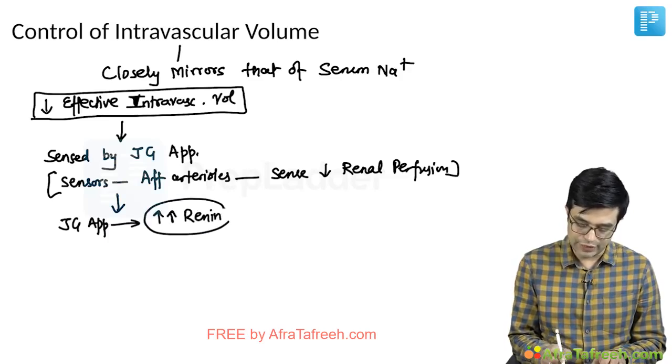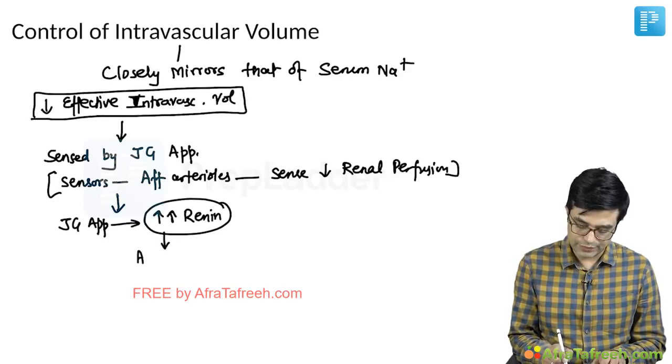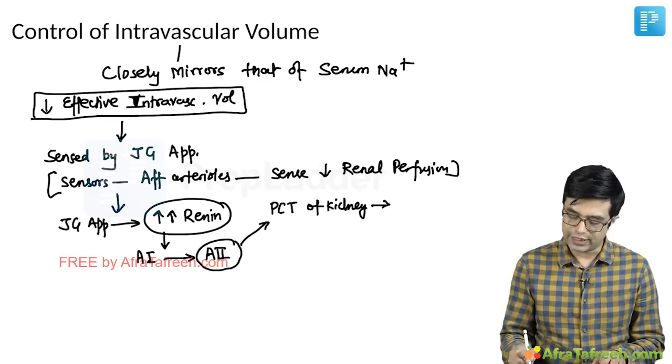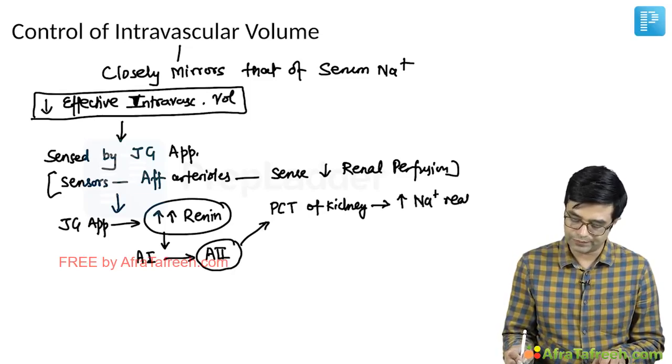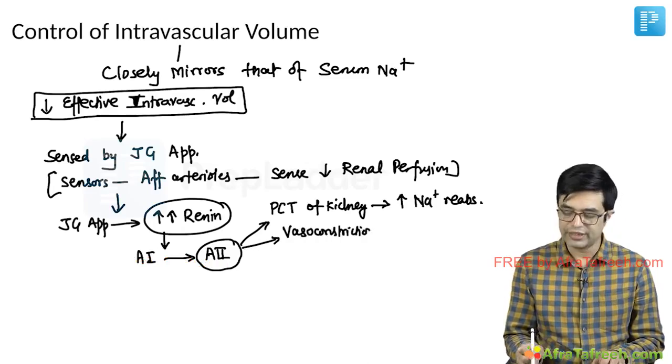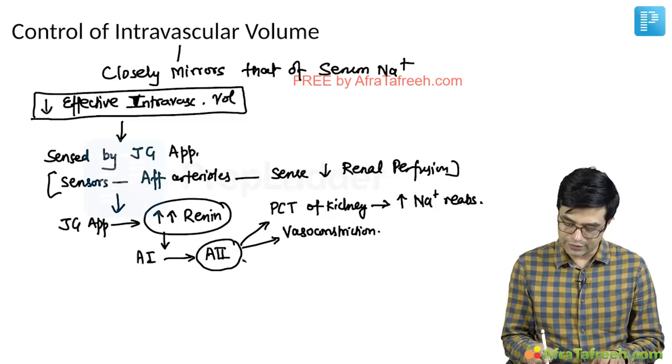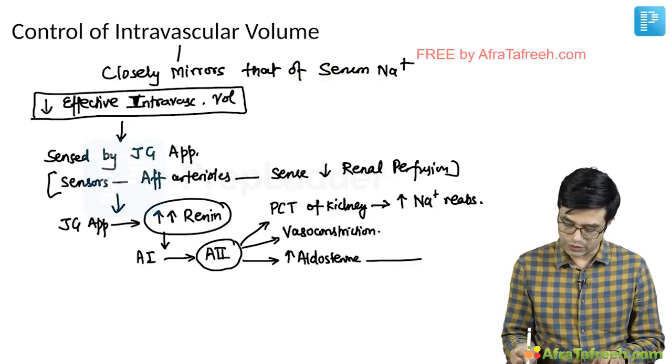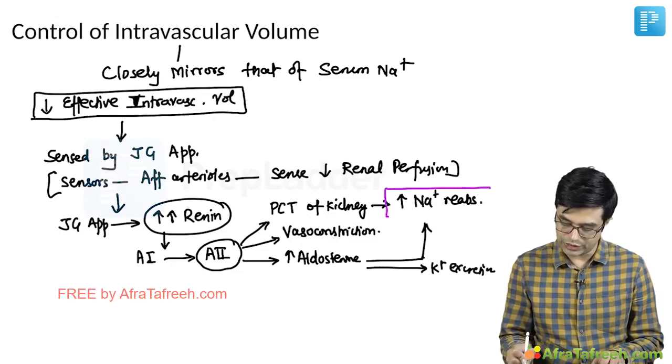This increased renin will produce first of all angiotensin 1 and then it will produce angiotensin 2. This angiotensin 2 will directly act at the kidney and increase the sodium reabsorption, leading to sodium retention. Simultaneously, it will produce vasoconstriction, which will try to maintain the GFR in the patient, and it will also produce increased amount of aldosterone. You know that aldosterone causes sodium retention and potassium excretion. And so the net result will be increase in the sodium reabsorption.